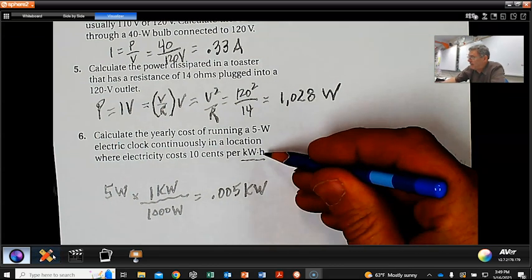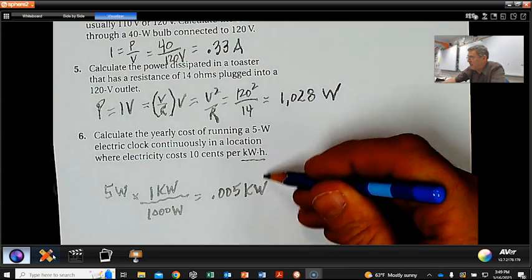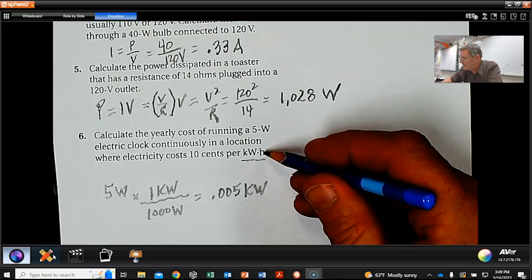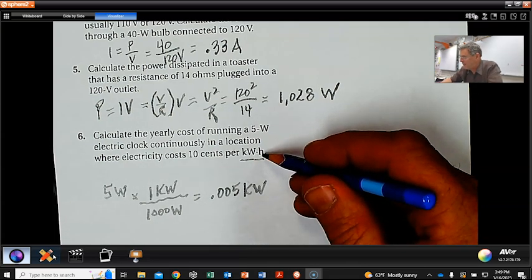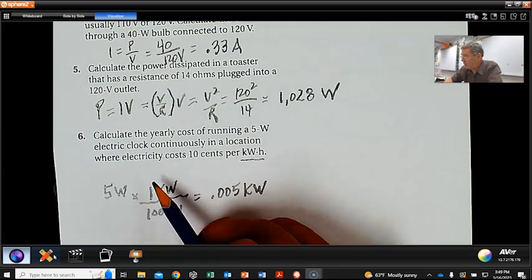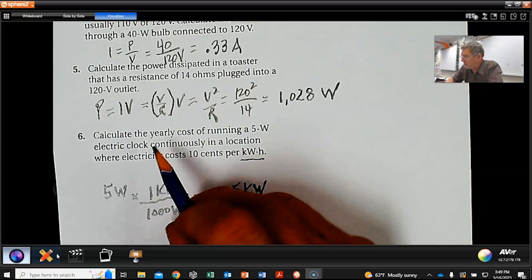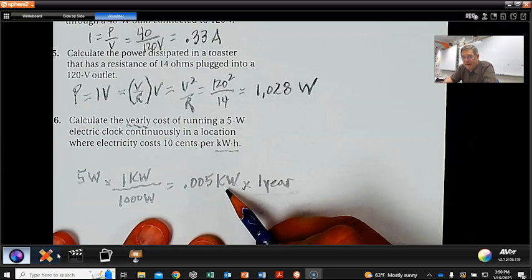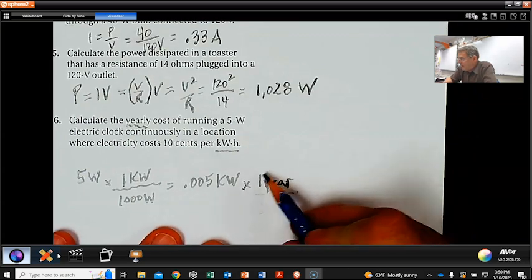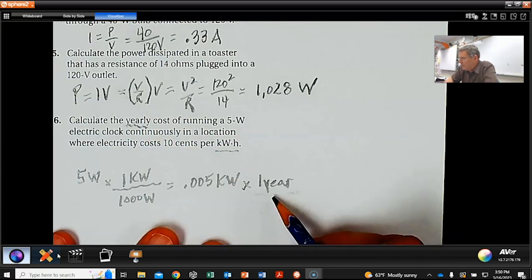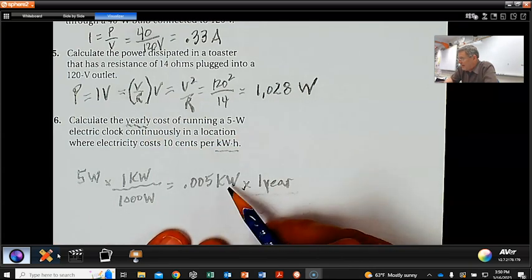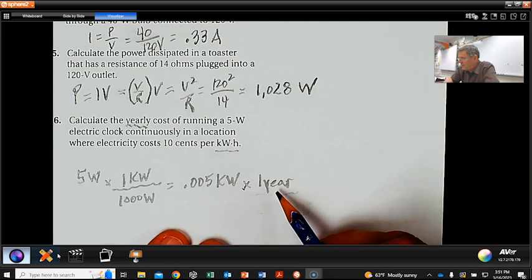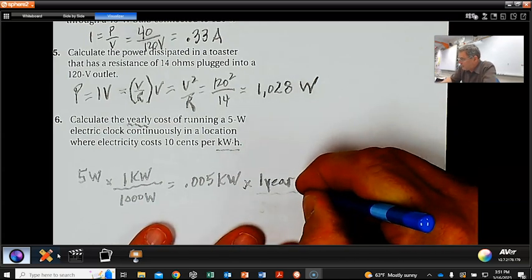Now I need to multiply that by the amount of time that I use it for. Remember, power is a rate of energy use. So if I multiply the rate times the time, I'll get the amount of electricity that I use. Okay, I'm going to run it continuously for a year. So I want to multiply my power times the time, and I'm using it continuously for 1 year. But that's not the units that I want. A kilowatt year is not what I want. I want kilowatt hours. So I need to change years to hours.